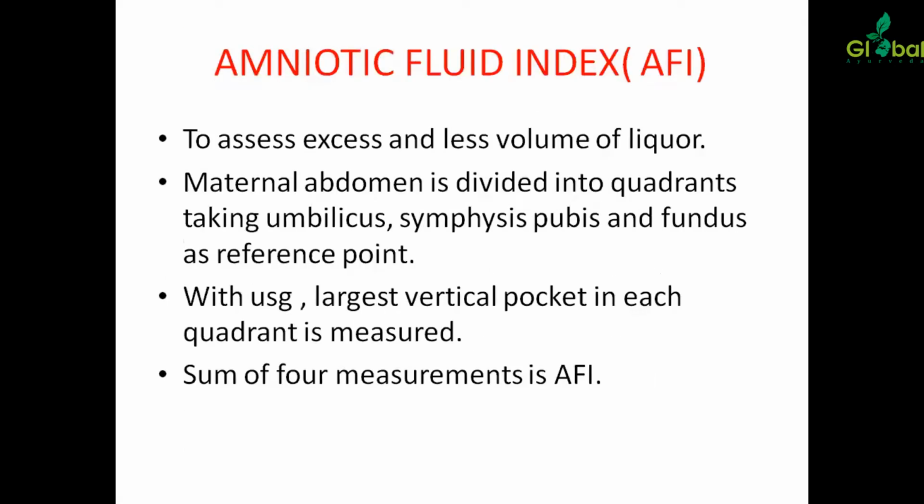Then amniotic fluid index, also known as AFI, is a measure of the extracellular volume of liquid. First of all, the maternal abdomen is divided into quadrants, taking the umbilicus, symphysis pubis, and fundus as reference points. Then we assess the largest vertical pocket in each quadrant and measure it. The sum of the four measurements gives the AFI.